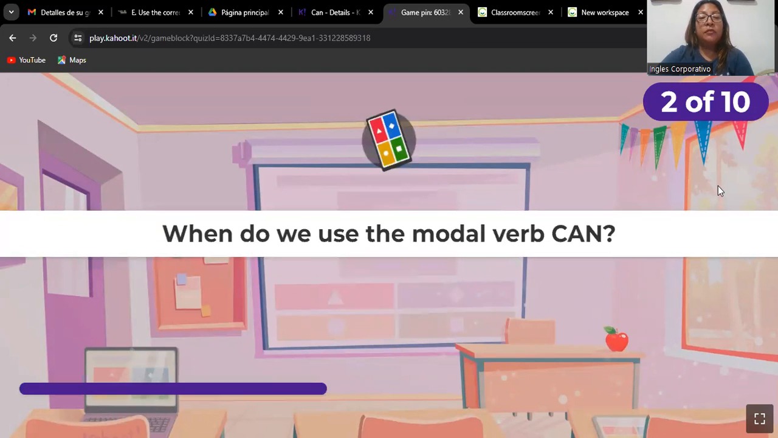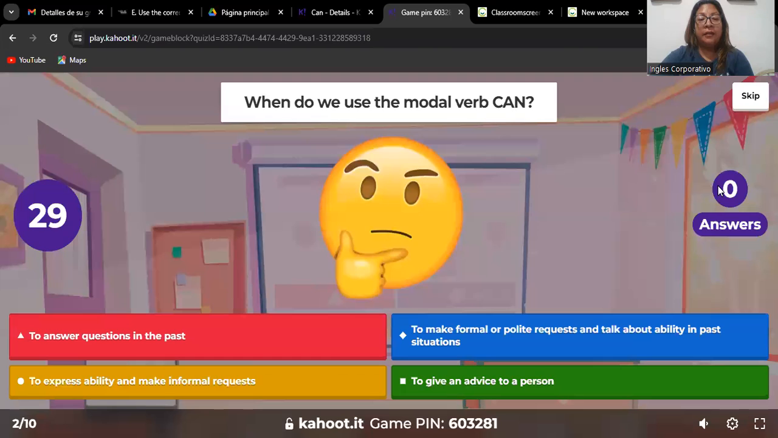When do we use the modal verb can? To answer questions in the past, to make formal or polite requests and talk about ability in past situations, to express ability and make informal requests, to give an advice to a person.